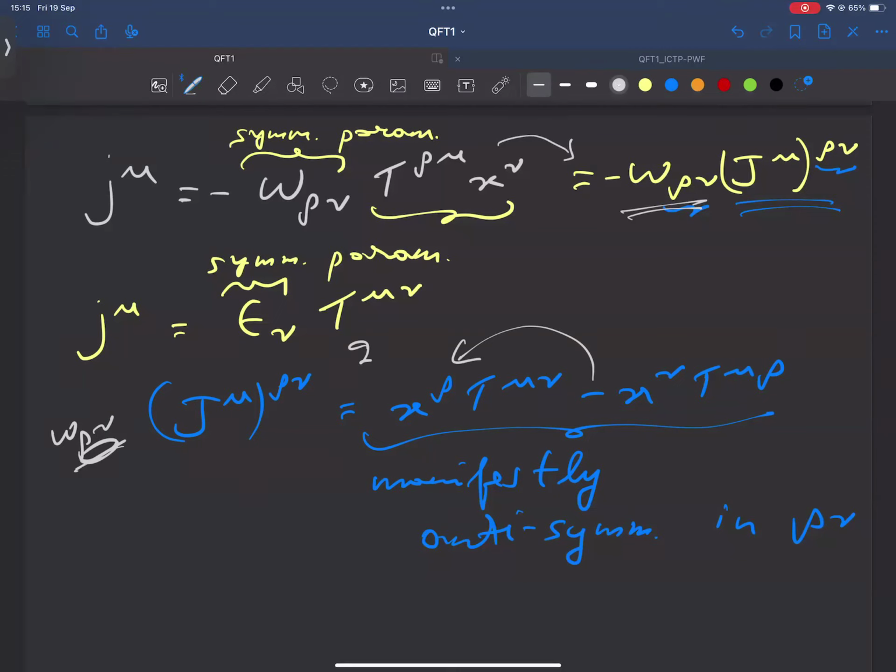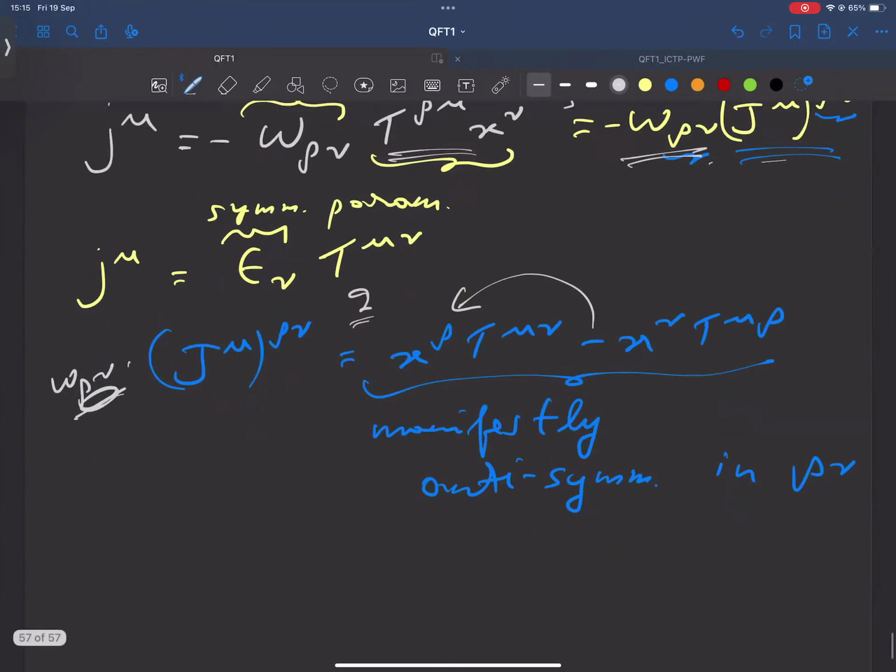Okay. So you can convince yourself that when you contract, you actually get just one term, this piece. This minus gets absorbed here and you get an extra 2. Okay. So good. That's all the questions for now.